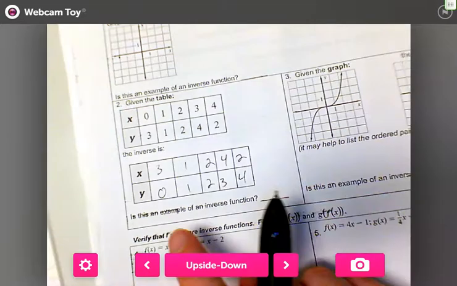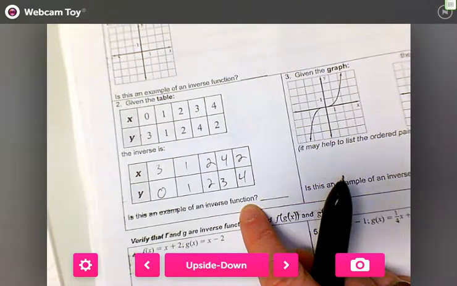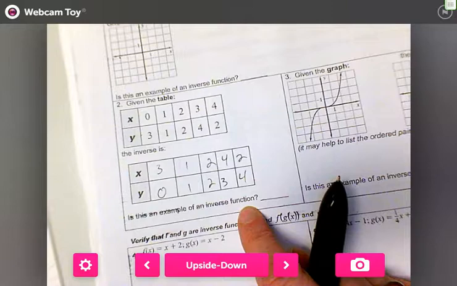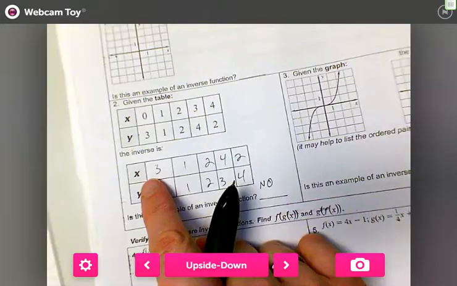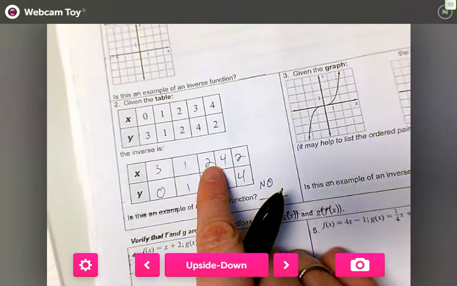Now, is this example of an inverse a function? Why? It's not. The answer is no, but why? So let's look at the x values.